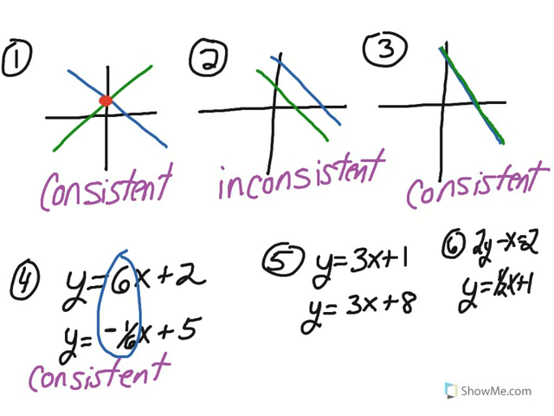Number 4, the two lines are consistent because they're perpendicular. They intersect. You can see this by graphing it on your calculator or graphing it by hand. The next two are inconsistent because they have the same slope. Therefore, they're parallel. Please pause the video and copy this in your notes before we get into the last question.